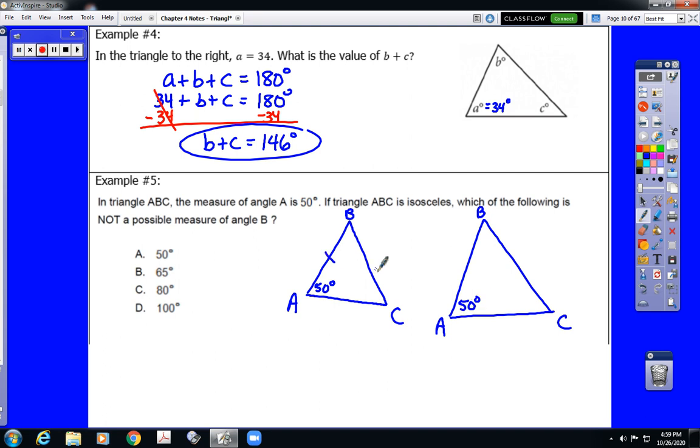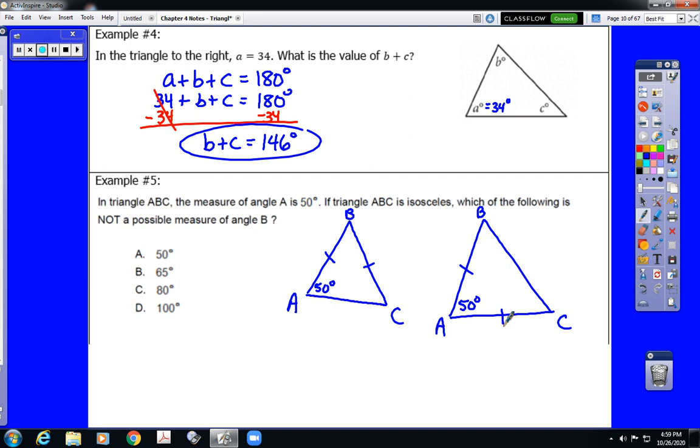Either AB and BC are the same, or AB and AC are the same. It's worth noting that it would be the same picture if BC and AC were the same as the picture down there to the right. That would be the same picture.